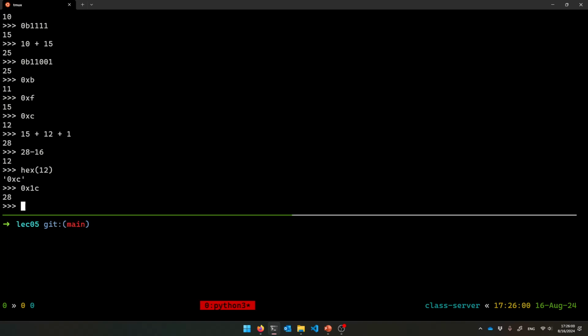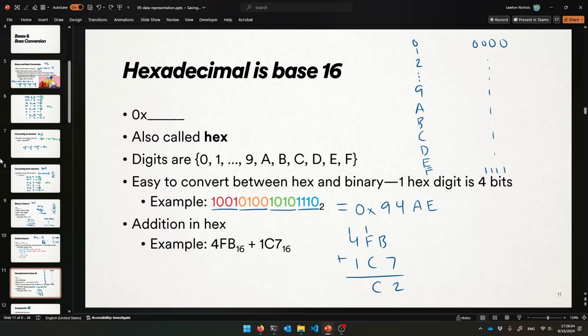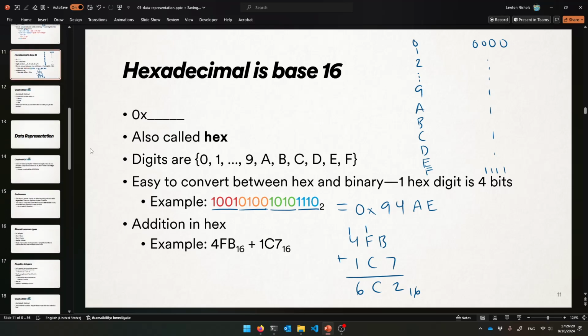Honestly, it's a little quicker to do it in Python. You just say hex 28. It would have worked. Would have shown you the full answer. But I want you to see how to think about it. And then 4 plus 1 is just 6. So we're good there. So the answer is 6C2 base 16. All right. In case you're ever stranded and you need to be able to do this. Now you know.